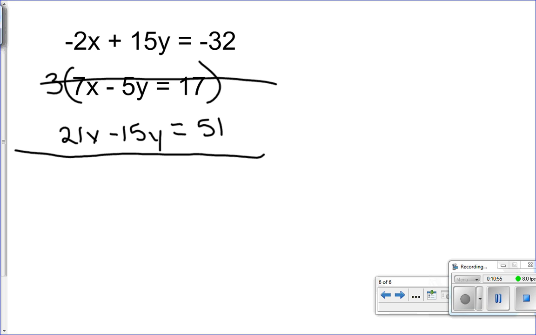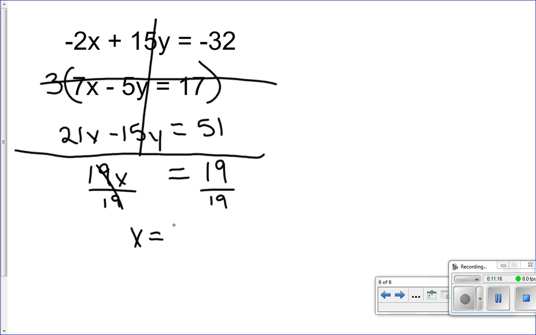And now combine like terms. Negative 2x plus 21x is 19x. 15 minus 15, those cancel out. And so I'm solving for x, and then I have negative 32 plus 51, that gives me positive 19. Divide both sides by 19, and I get x equals 1.